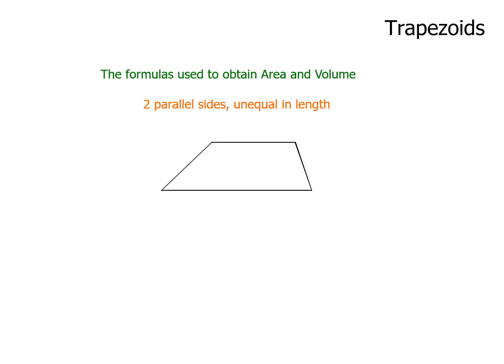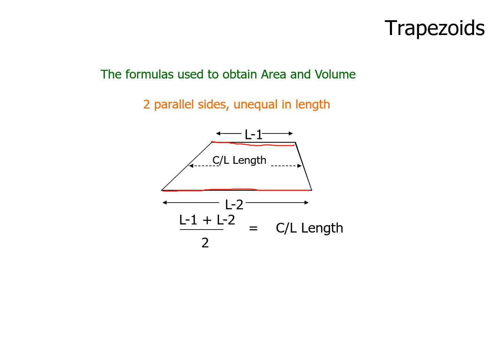The second easiest shape is a trapezoid. A trapezoid is simply a shape with 2 parallel sides. Now think about it. If they have parallel sides, that means they have a common width. So anytime you want to average 2 dimensions, you add them together and divide them in half. I would take the first length and add it to the second length, and then divide that in half, and that would give me a centerline length, or an average length, right down the middle.